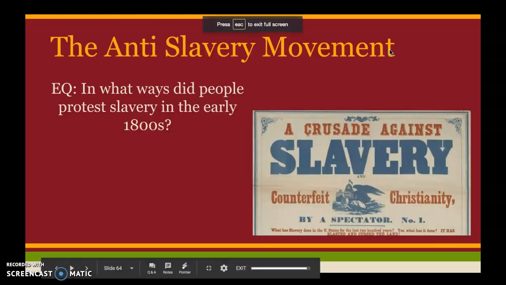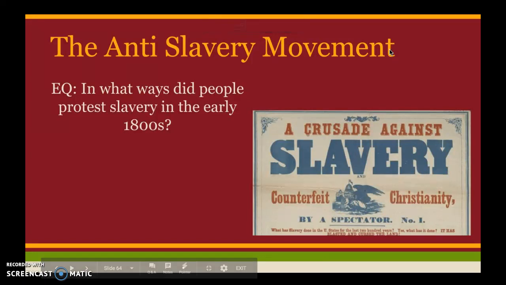Today's topic is the anti-slavery movement, also known as the abolitionist movement. Our essential question is, in what ways did people protest slavery in the early 1800s?